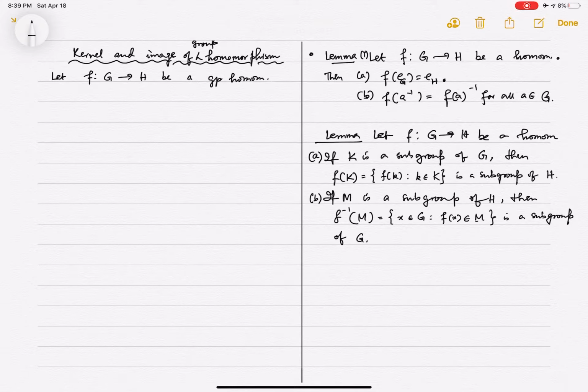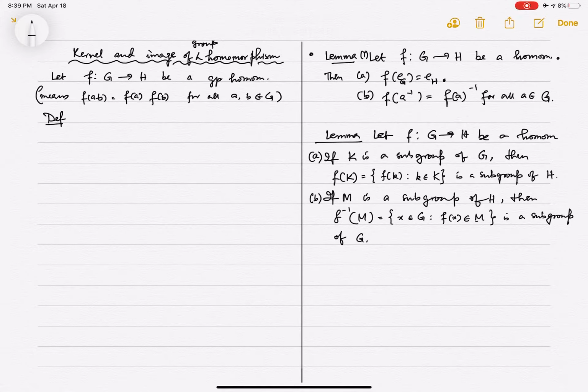Group homomorphism. This already means that G and H are groups, and f is a function such that f of AB equals f of A times f of B for all A, B in G, if you recall. So associated to such a homomorphism, we'll define an important subgroup of H called the image of this homomorphism, and an important subgroup of G called the kernel of the homomorphism. And they control some properties of this homomorphism.